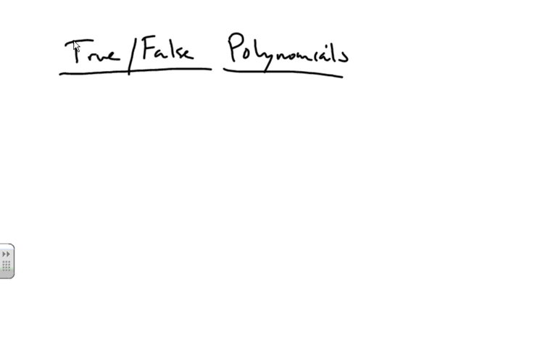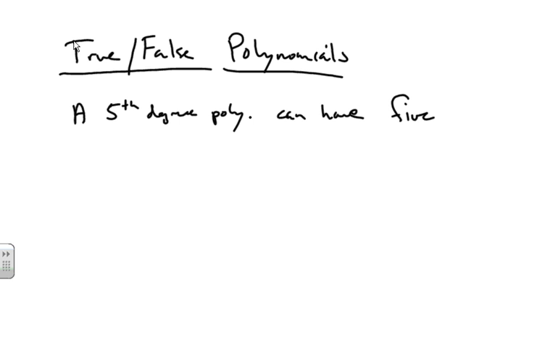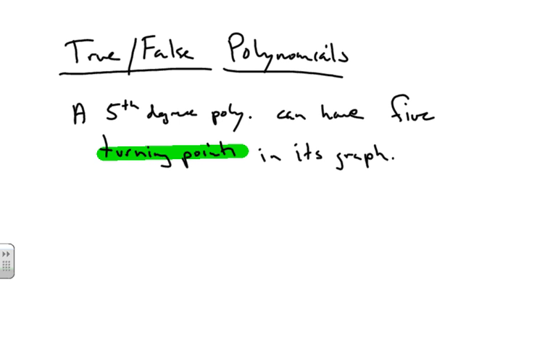The first question is: a fifth degree polynomial can have 5 turning points in its graph. Now, when you read this problem, the key thing is, what is a turning point? Well, a turning point is where a function changes from increasing to decreasing or decreasing to increasing. It's basically a max or min.